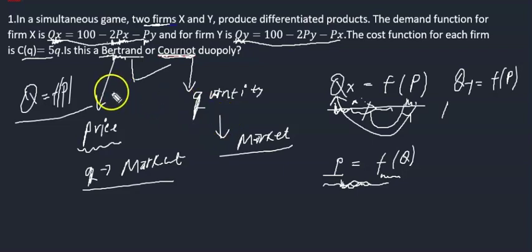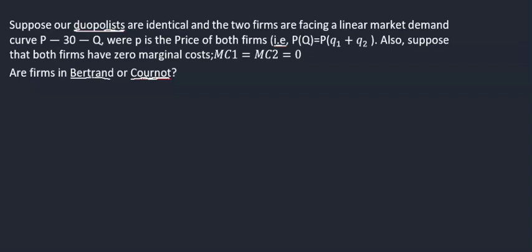Let's turn to another question. Here is our question 2. Suppose our duopolies are identical and the two firms are facing a linear market demand curve of this here, where P is the price of both firms. Also, suppose that both firms have zero marginal costs, where marginal cost 1 and marginal cost 2 are equal to 0. Are firms in Bertrand or Cournot?